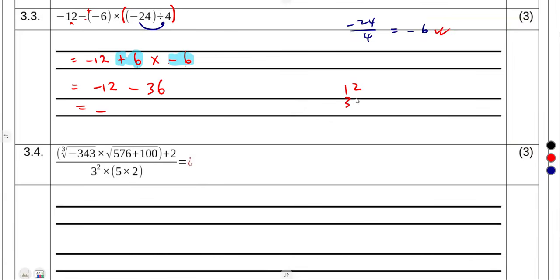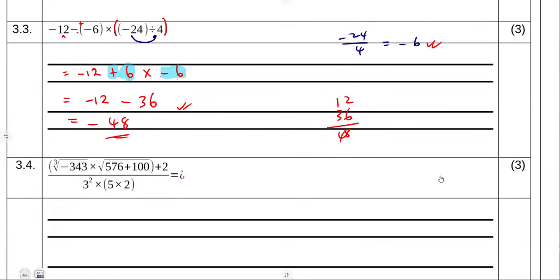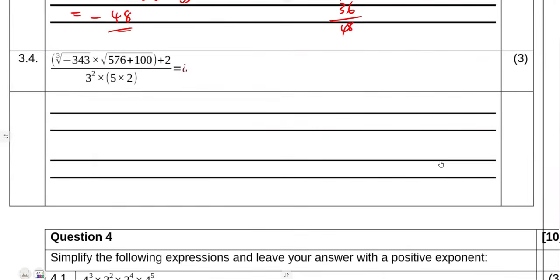So simply add, this is going to be 848. So that's negative 48. Or you can also use a calculator at that stage. It's not a problem at all. All right, at that stage, it's not a problem. So that's negative 48. All right, the same here.